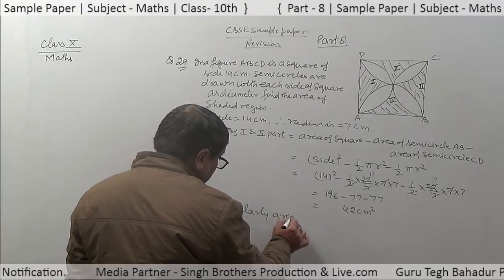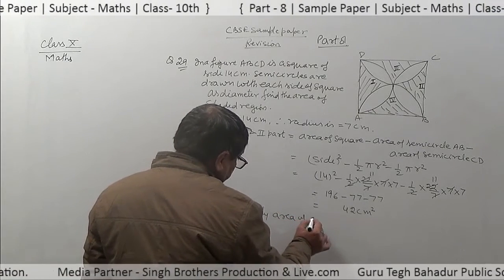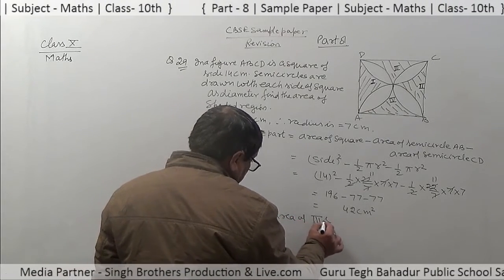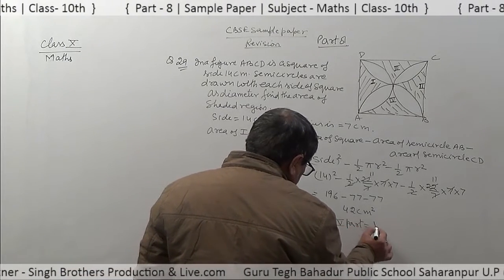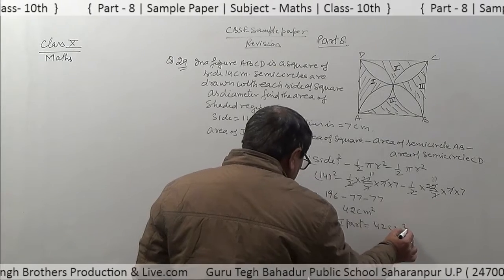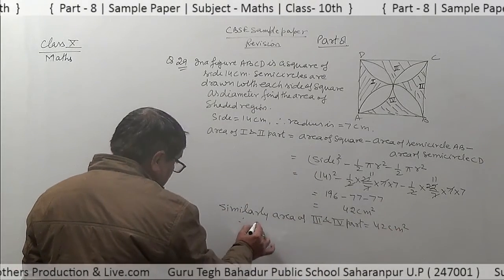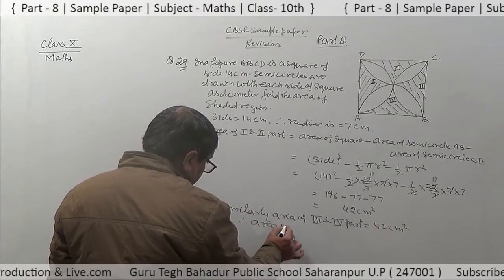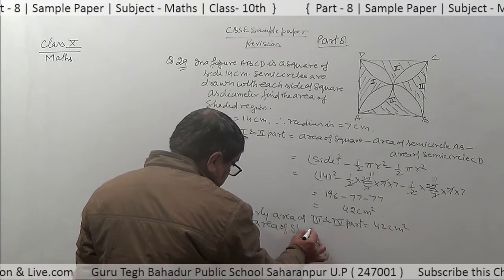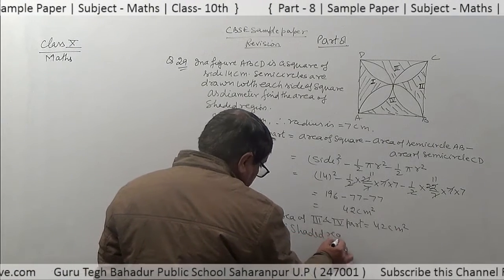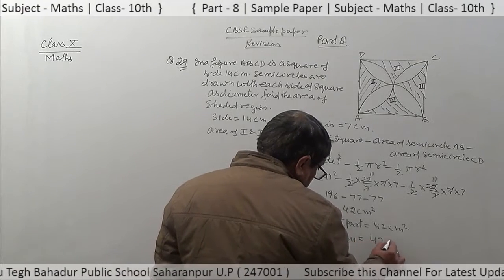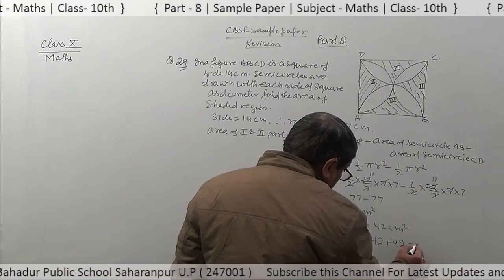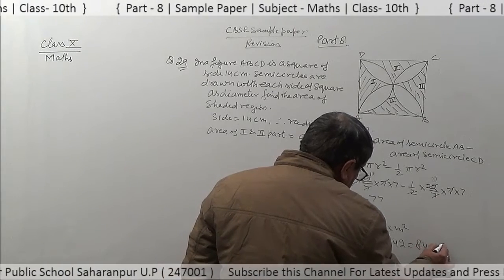Similarly, area of third and fourth part is 42 centimeter square. Therefore, area of shaded region is 42 plus 42, that is 84 centimeter square.